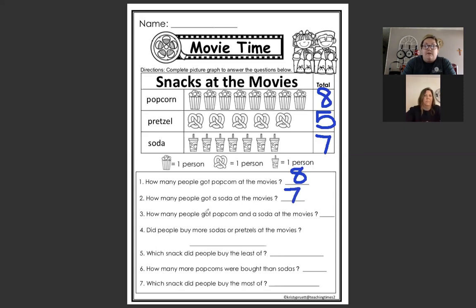How many people got popcorn and a soda at the movies? So on this one, we're going to have to add. So we have to add the number of popcorn, which is 8, plus the number of soda, which is 7. And if we add that together, you should get 15.